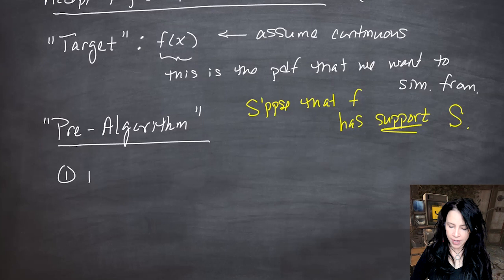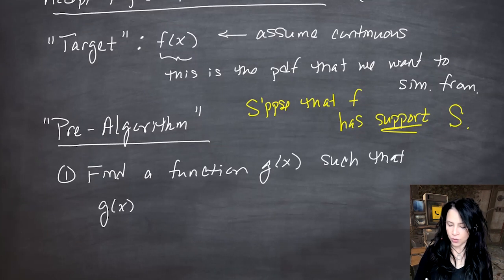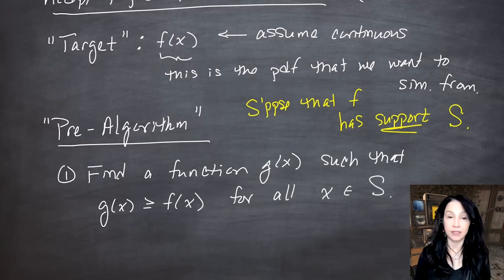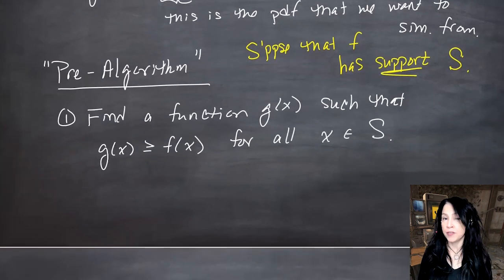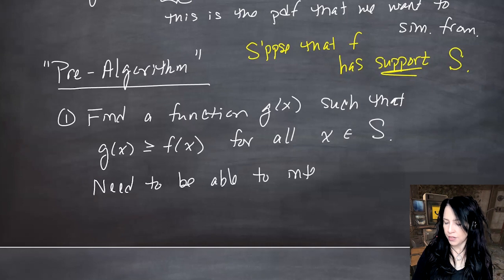And so you want to find a function g of x such that g of x is greater than or equal to f of x for all x in the support. And you can't just take any function that bounds your target. You need to be able to integrate it and get something finite. And you're concerned about integrating it on that support set.